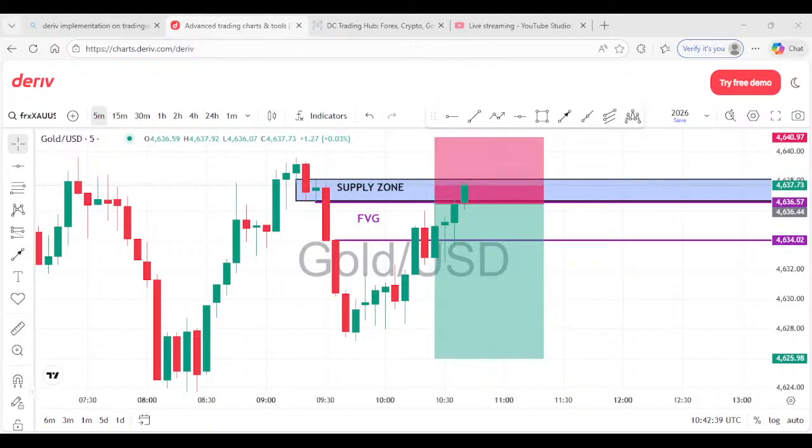So those who took a sell in Boom 500 1000, I think you are now enjoying the profits, because we are now in profit. Price is moving well.